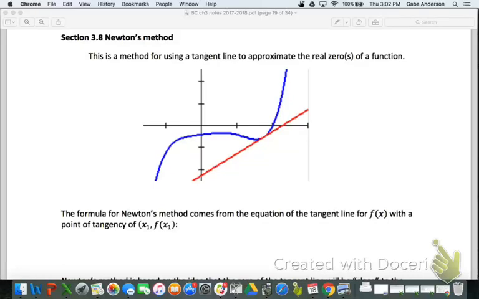This is our intro video for AP Calculus BC, section 3.8, Newton's method. Just so you know, Newton's method is not on the official curriculum framework for AP Calculus, but it's still an interesting topic nonetheless, and I just wanted to share this with you. Newton's method is a method for using a tangent line to approximate the real zeros of a function.